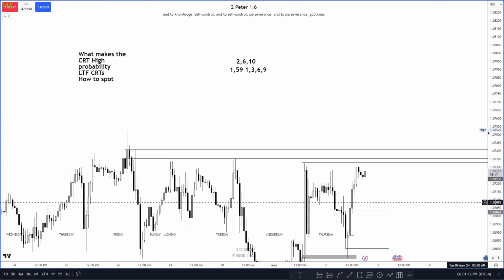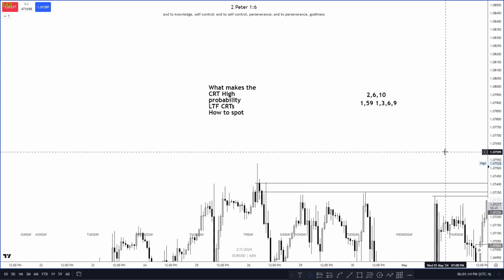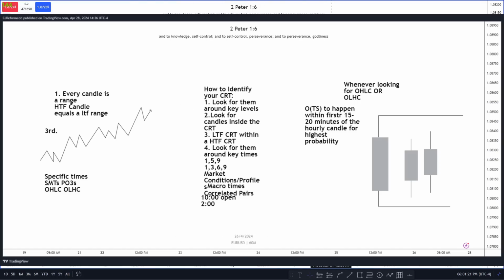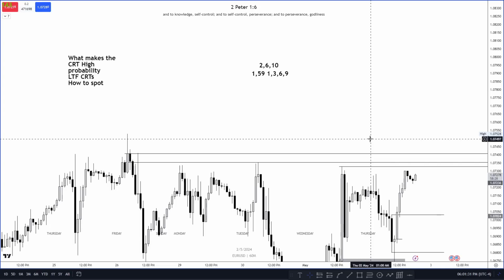That's pretty much it. I want to make sure I'm getting all this down. How to spot it is you want to just look around key levels, around key probabilities. I'm going to have the photo up from the last video. That's what you really want to do. Other than that, there's not much to it. Now it just takes chart time.